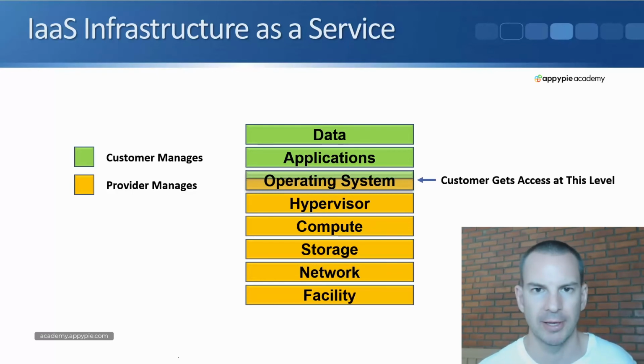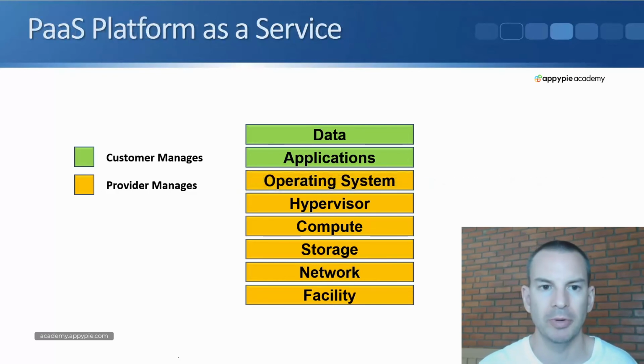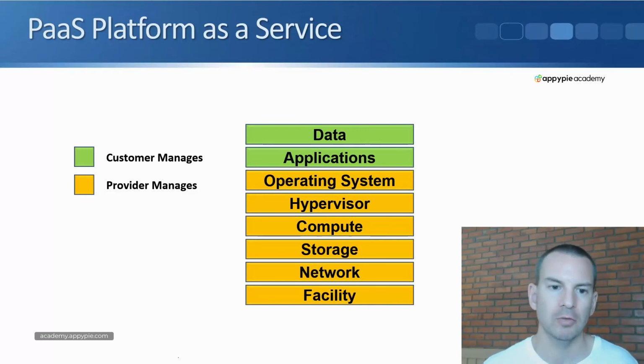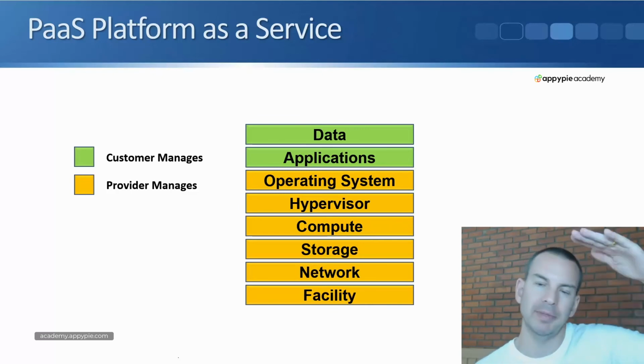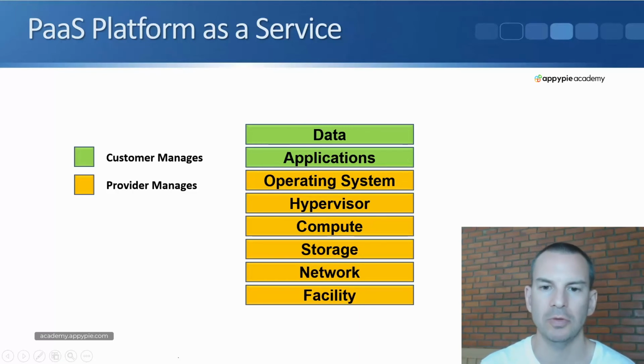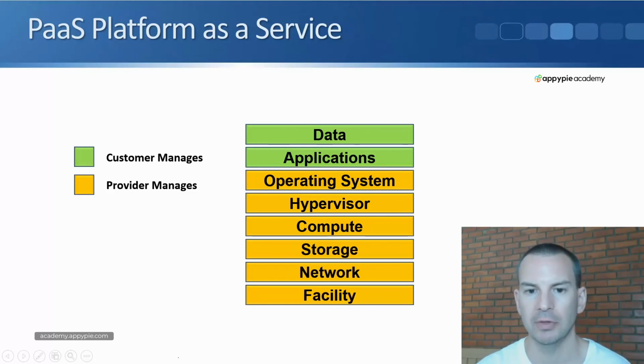Okay, the next model we have, and this is the one that actually can be quite confusing, is PaaS, Platform as a Service. With Platform as a Service, the level goes up a bit in the data center stack. So the provider is going to manage from the facility up to the operating system. The customer looks after the applications and data. But really, this doesn't tell the story.